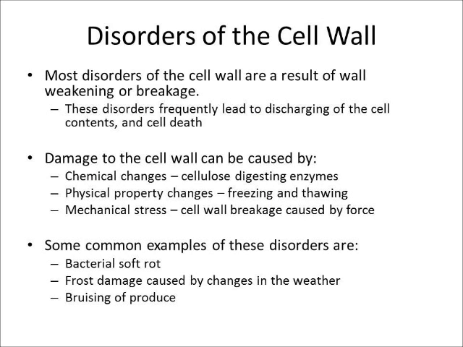Disorders of the cell wall. Most disorders of the cell wall are a result of wall weakening or breakage. These disorders frequently lead to discharging the cell contents and cell death. Damage to the cell wall can be caused by chemical changes such as cellulose digesting enzymes, physical property changes such as freezing and thawing, and mechanical stress such as cell wall breakage caused by force. Some common examples of these disorders are bacterial soft rot, frost damage caused by changes in the weather, and bruising of produce.